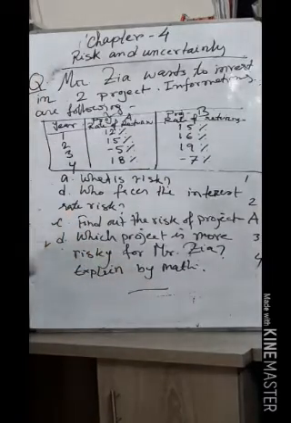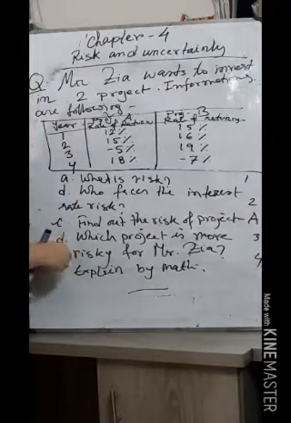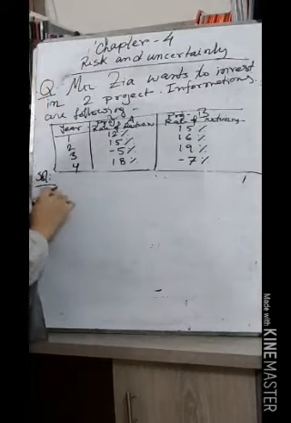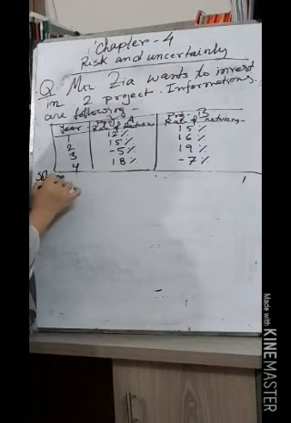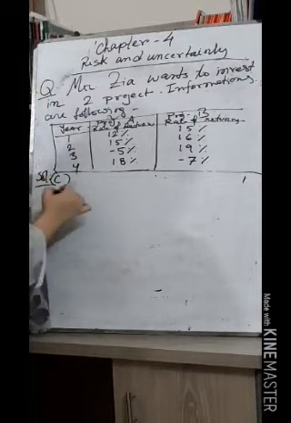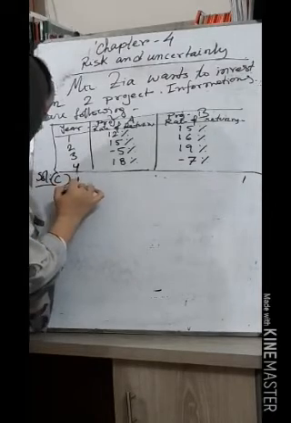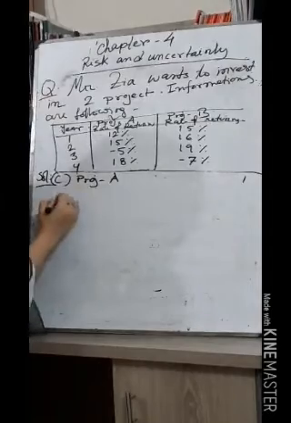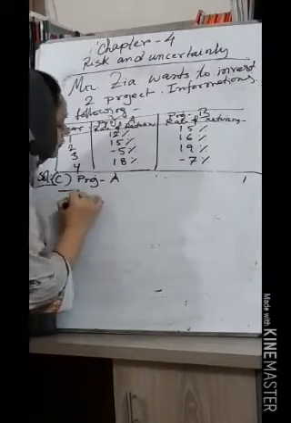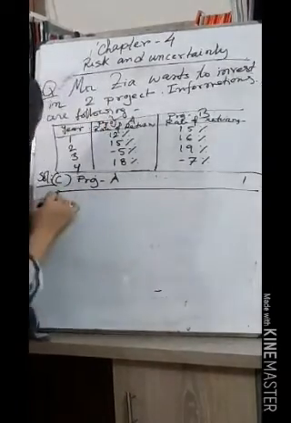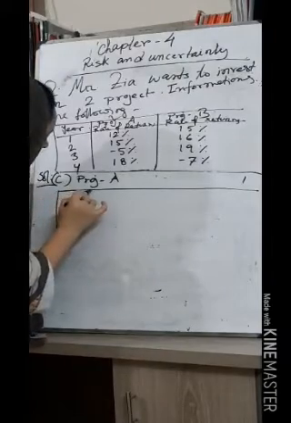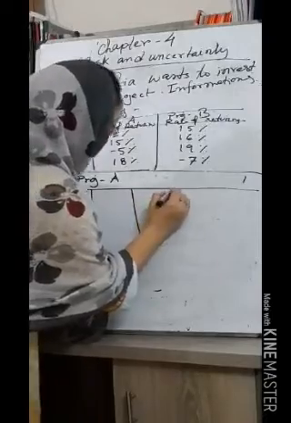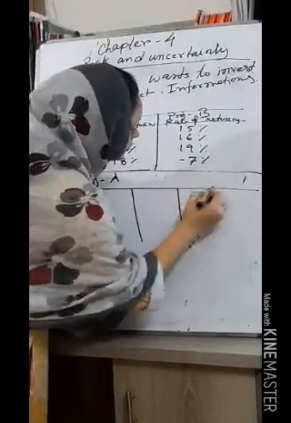Now I have to remove some things to solve the question. I already removed all the information. And number C, find out the risk of project A. So for project A, the solution begins. I have to draw a box with 4 columns: year, then rate of return, then the deviation from average, and the square of the deviation.